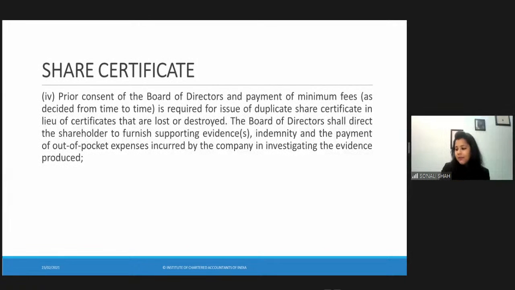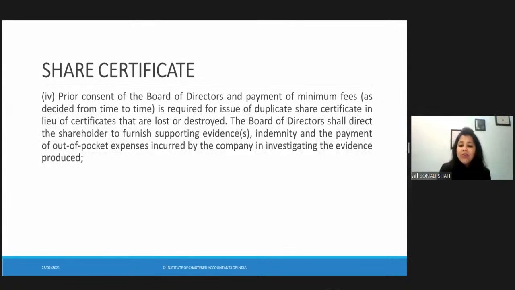Now, why is it done? Let's say I have a share certificate that was stolen, or maybe I have a share certificate. Some other person goes to the company and says, hello, I have lost my share certificate. Please issue me a new share certificate or a duplicate share certificate. So what will happen? In that way, there will be a conflict on the ownership of the shares.